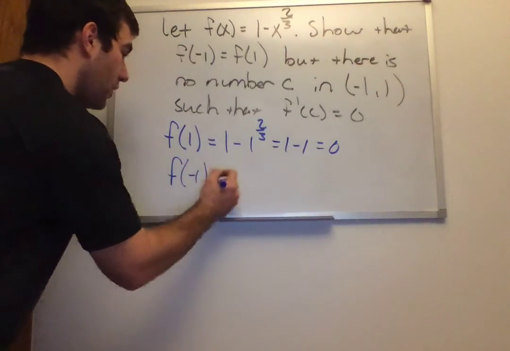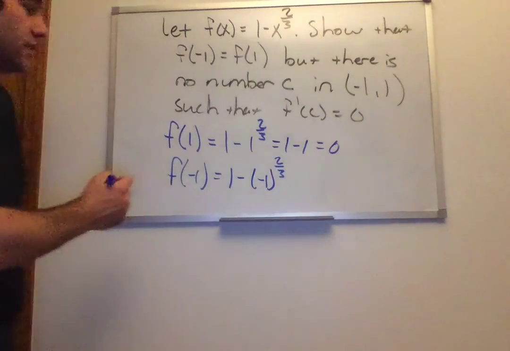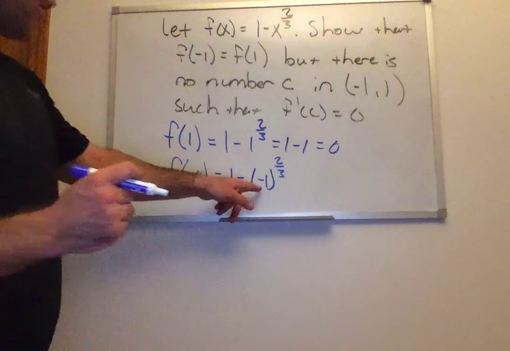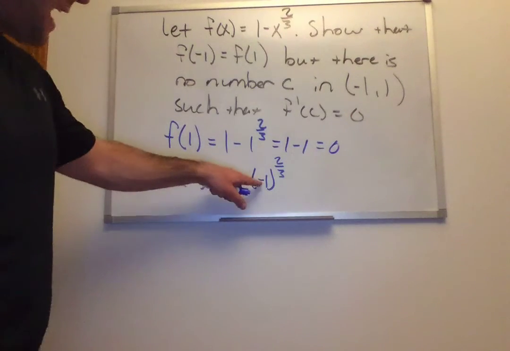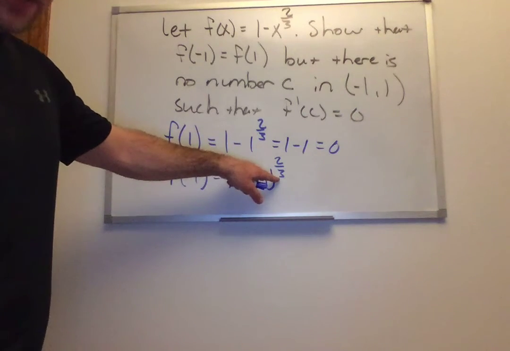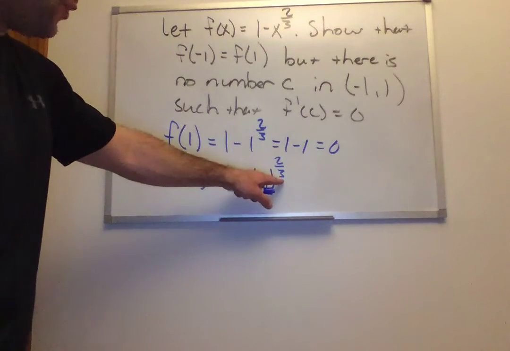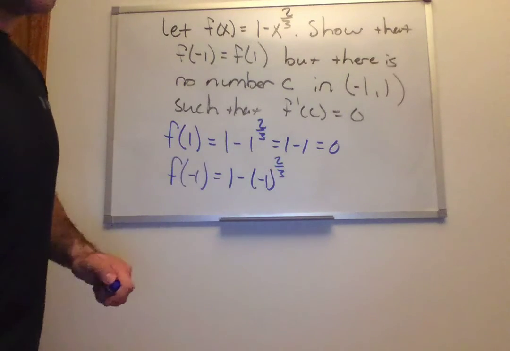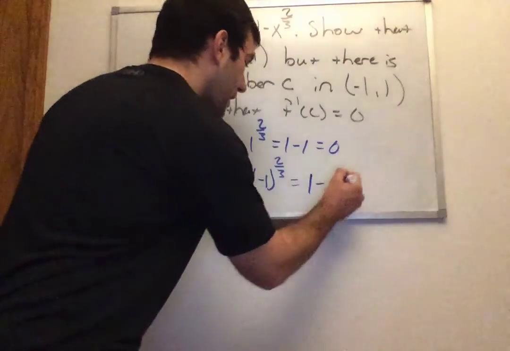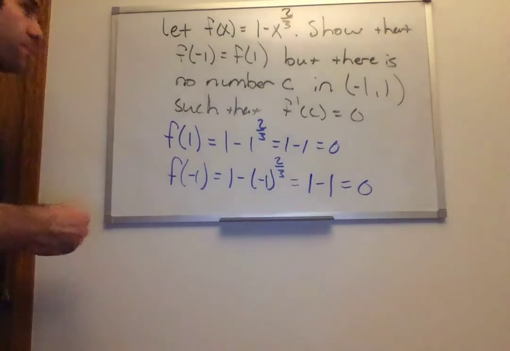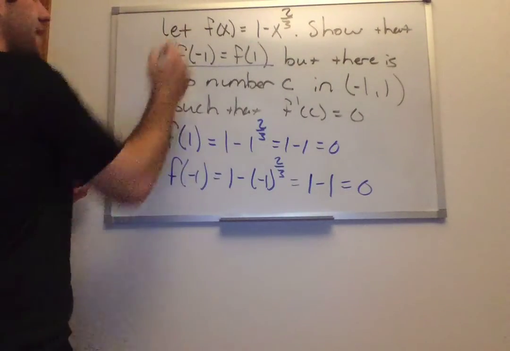f of -1 is equal to 1 minus -1 to the 2/3 power. This is also going to be 1. To see how it's 1, it's -1 squared. Let's forget about this cubed root right here. -1 squared is positive 1. Positive 1, this denominator of 3 is a cubed root. The cubed root of 1 is 1. So we get 1 minus 1 again, which is equal to 0. So there, we just verified that one.